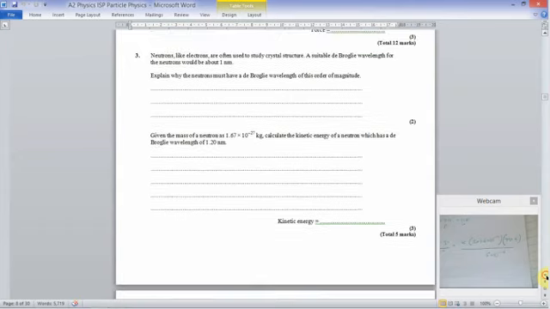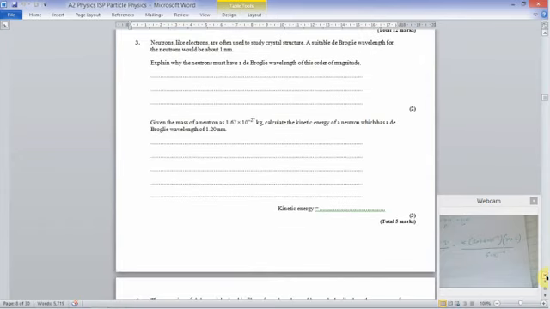So neutrons, like electrons, are often used to study crystal structure. A suitable de Broglie wavelength for a neutron will be 1 nanometer. So that's 1 times 10 to the minus 9. Explain why the neutrons must have a de Broglie wavelength in the order of this magnitude. Because remember, diffraction is what needs to take place. And remember that atomic spacing, or the distance between atoms, is about 1 nanometer.